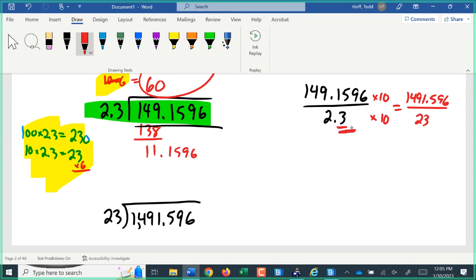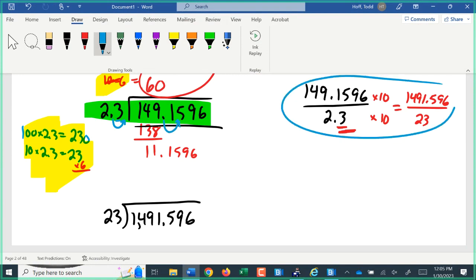Now, if there were 2 decimal places here, we would have multiplied by 100. 3 decimal places by 1,000, and so on. So when we've been told that we have to move this decimal point over to the end of the number, then however many places that moves, we have to move this one the same number of places. The reason is because we're creating equivalent fractions. We're using the fraction form of the division problem to create equivalent fractions and then turning it back into a division problem.